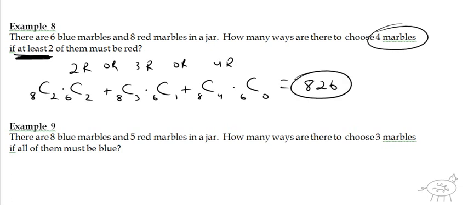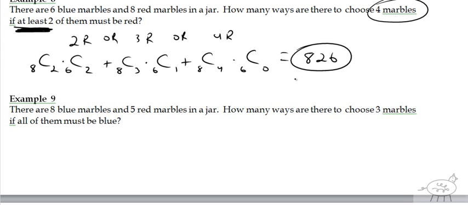Okay, so let's do another one. These are good problems, though. You guys need to know how to do these problems. There are 8 blue marbles and 5 red marbles in a jar. How many ways are there to choose 3 marbles if all of them must be blue? So I'm choosing 3 marbles out of 8. So do you guys agree this is out of 8 blue marbles, I'm choosing all 3 of them?